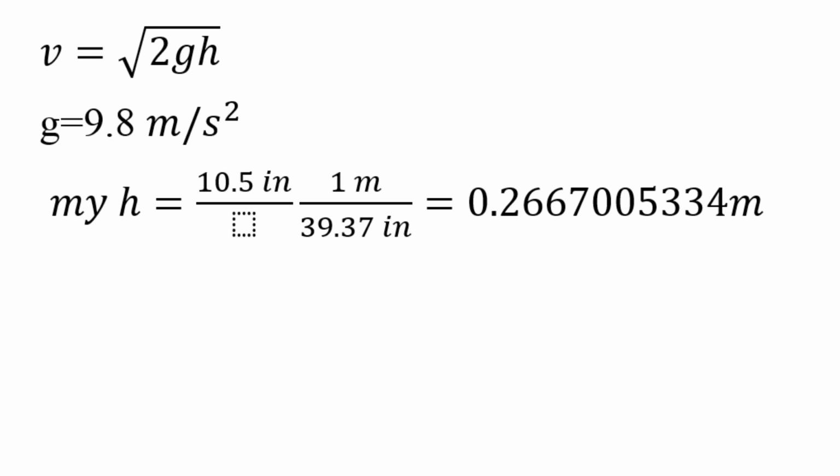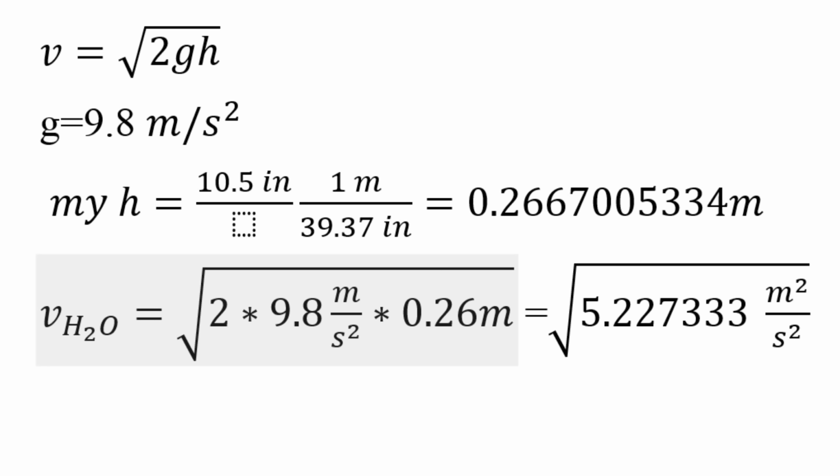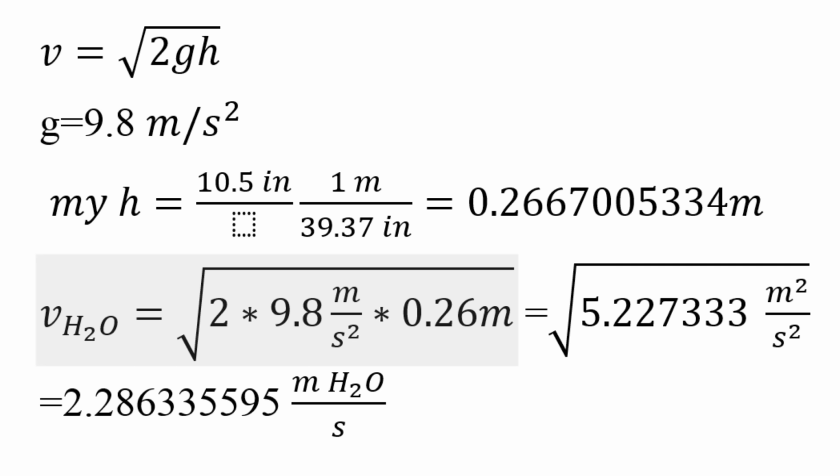Okay, so the height that I measured was 10.5 inches, which I converted to meters. I got 0.26 meters. Plug that into the equation and simplify, and we get 2.28 meters per second. Cool, so now we're done with the experiment, and now we have the velocity of the water, and we're just going to test how accurate we are.